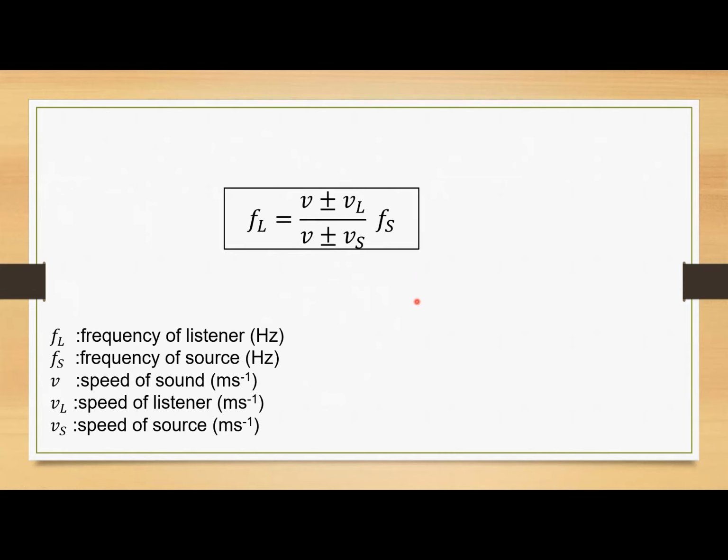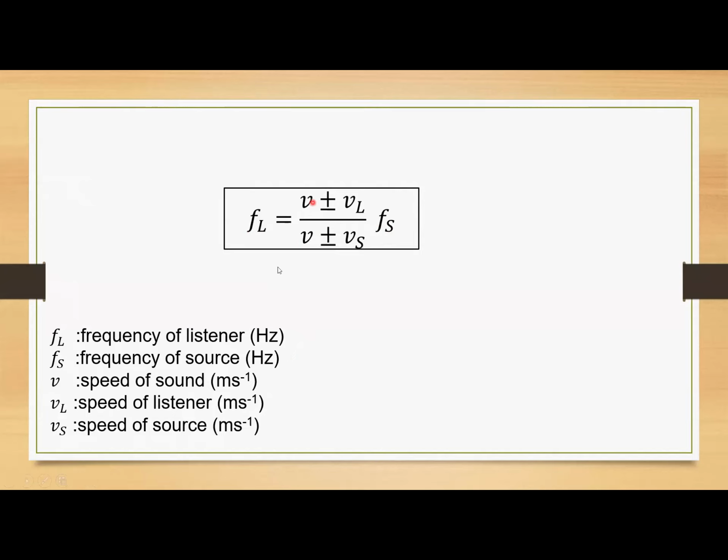Okay, so let's just write that equation out again. And we need to know what each of these symbols mean. So the F is for frequency. Subscript L is for the listener, okay? And subscript S is for the source. So FL is the frequency of the listener and it's measured in hertz. FS is the frequency of the source, also measured in hertz.